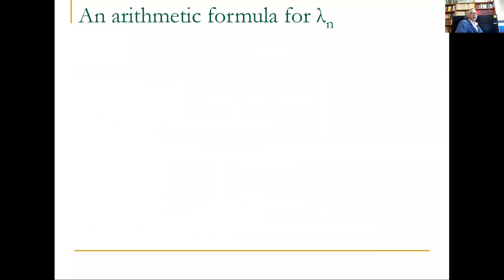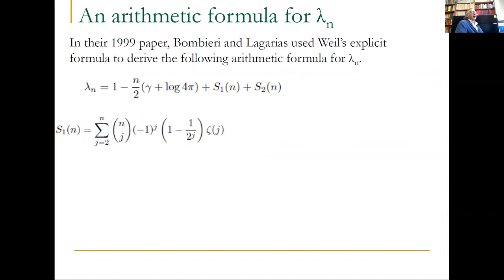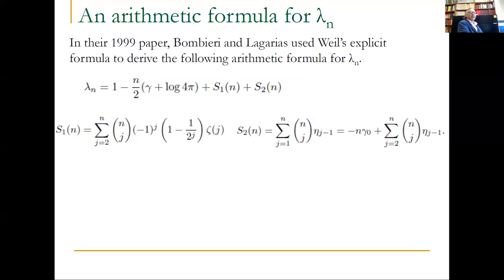And the interest in these constants is that, following Bombieri and Lagarias, who used Weil's explicit formula to derive the following formula for lambda_n, they split it up into four parts. The first part's nice, second part's nice, third part's nice, and it's the fourth part that's kind of interesting. So S1 of n is the summation of n choose j, (-1)^j, (1 minus 1 over 2^j) zeta(j). And S2 of n is this expression with the Stieltjes constants. So this is what we have.